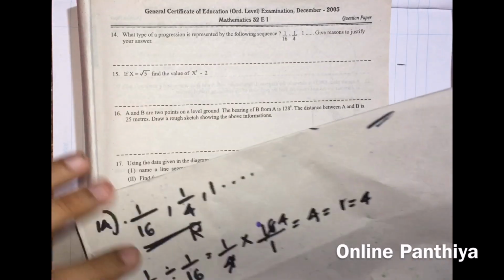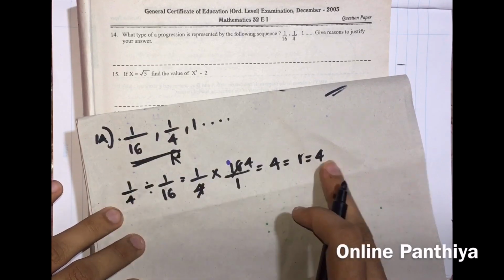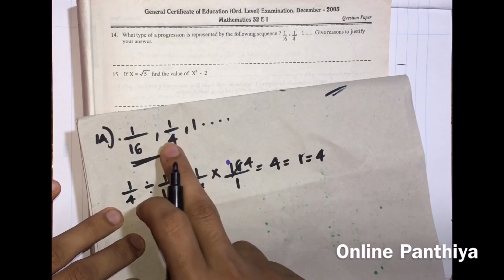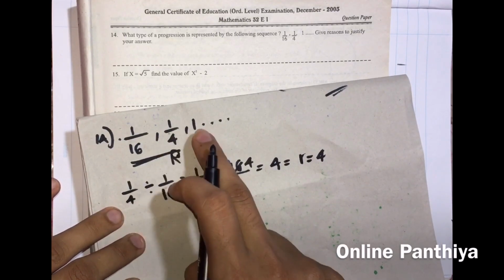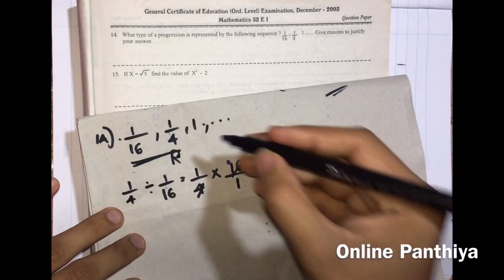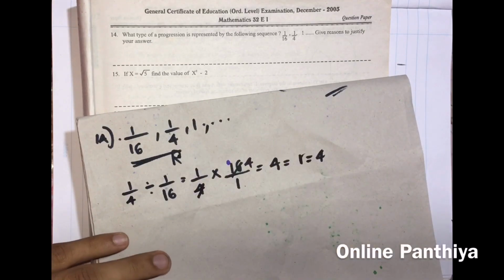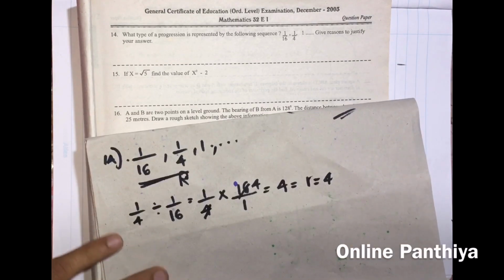Now here you have a geometric progression, no? That means when you multiply the first term by 4, you get 1 over 4. And multiplying the second term by 4 will give you 1. So what is the next term? You have to multiply 1 by 4, that is going to give you 4, 16, 64 and so on. Okay, clear?